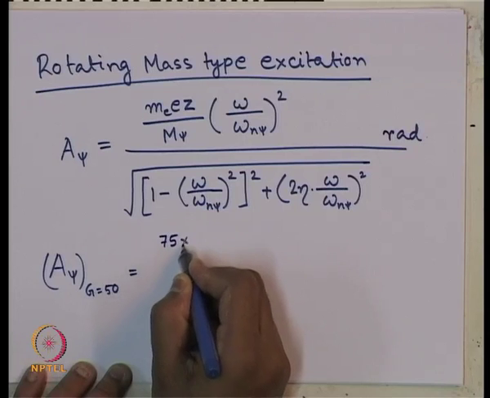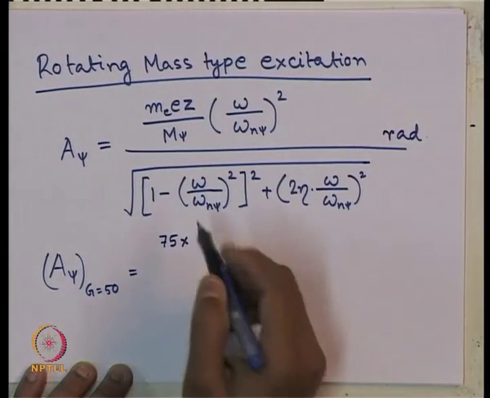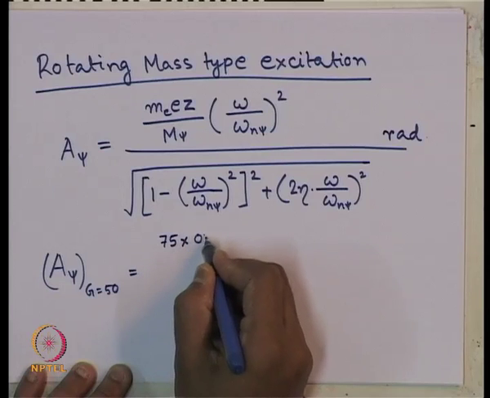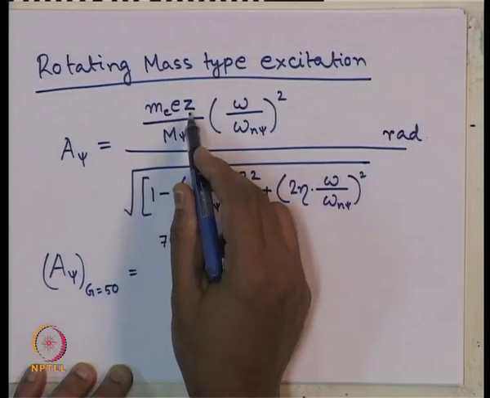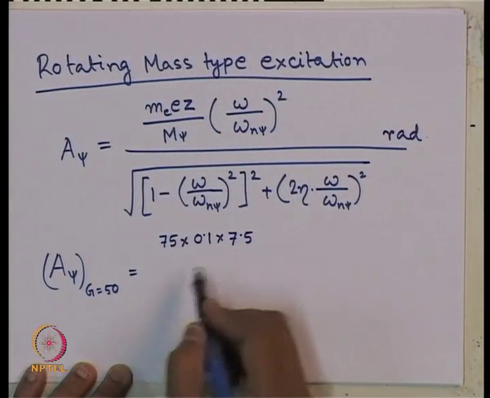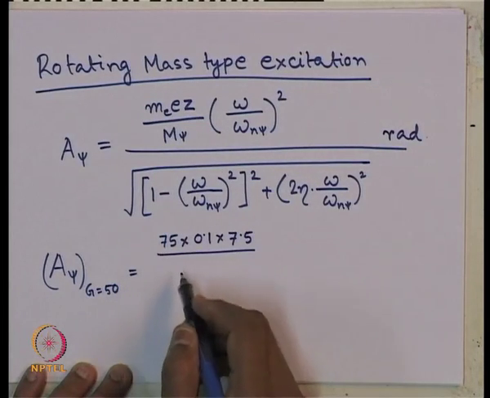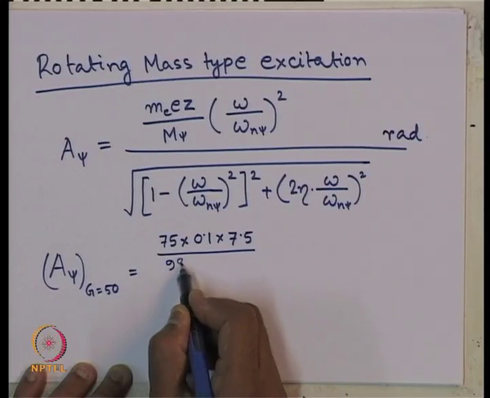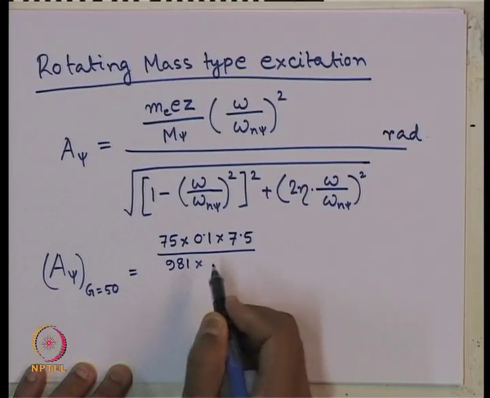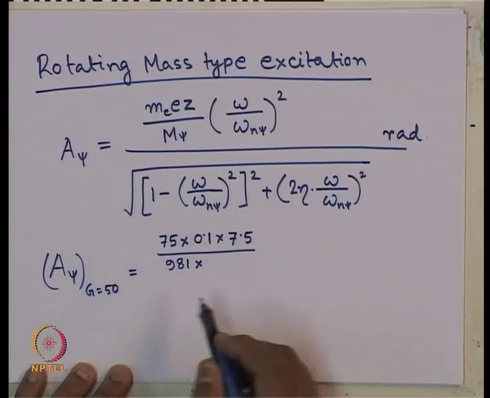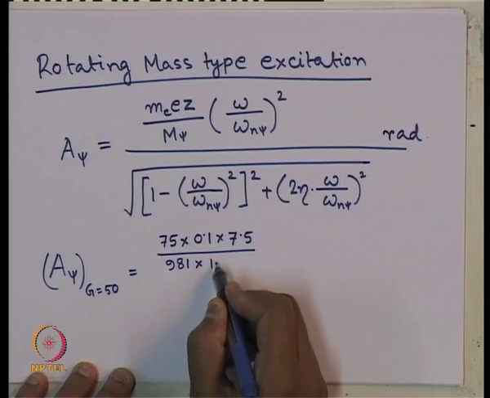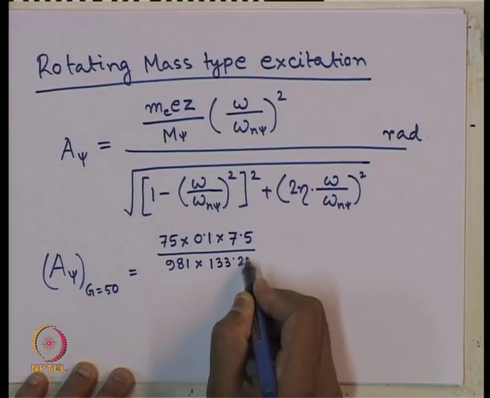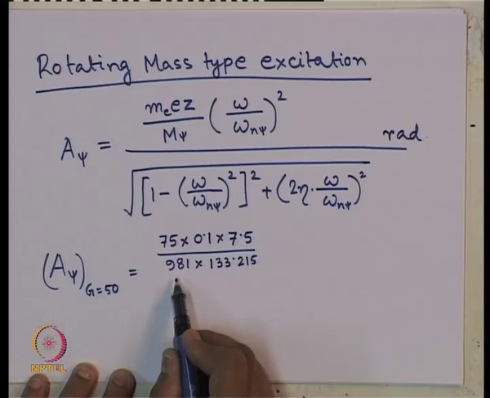75, then 0.1, then 7.5, which is h by 2, divided by 981 into m psi. How much did we get for g equals to 50 kg per centimeter square? 133.215. Where has this 981 come from?